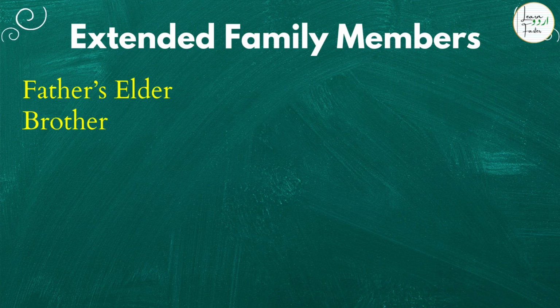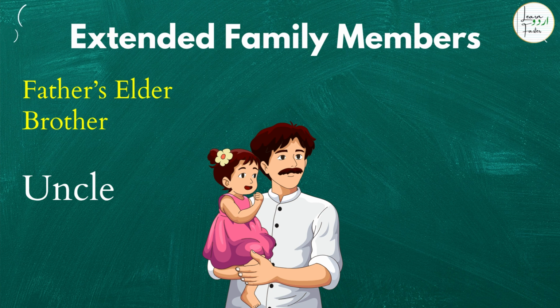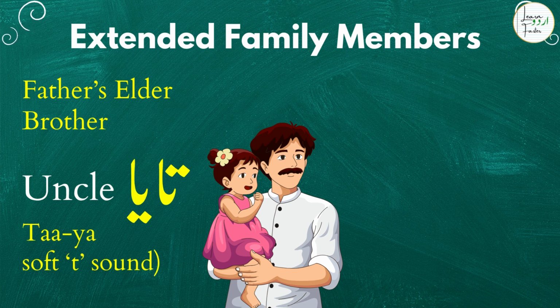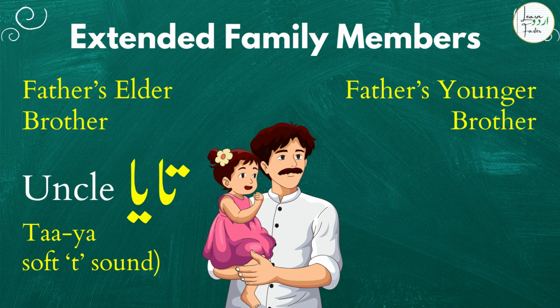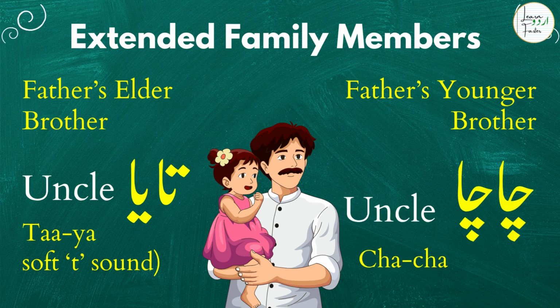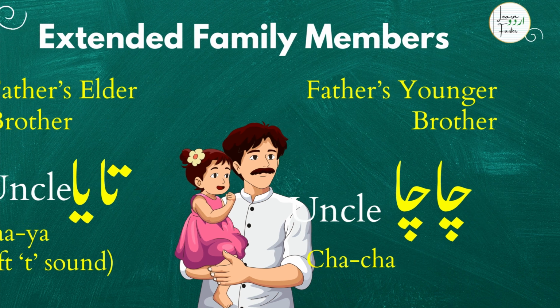Here, your father's elder brother, whom you generally call uncle, in Urdu is called Taaya. Taaya. Repeat after me. Taaya. And your father's younger brother in Urdu is called Chaacha. Chaacha. Repeat after me. Chaacha. So your father's elder brother is your Taaya and your father's younger brother is your Chaacha.